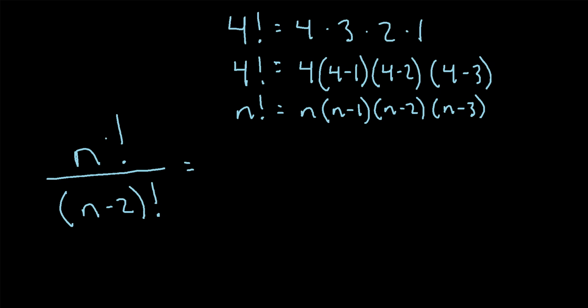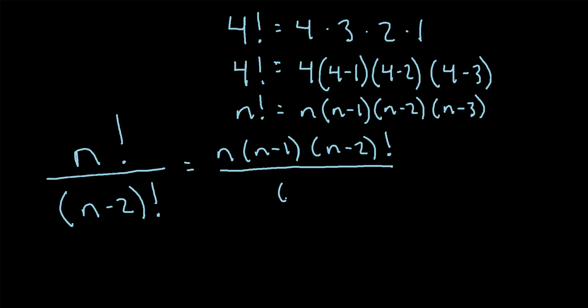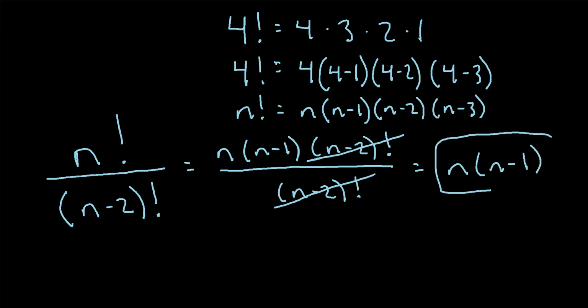So here's what we can write. n factorial is n times n minus 1 times n minus 2. And now that we've reached n minus 2, we can stop there and say factorial. So in the denominator, we have n minus 2 factorial. And notice that these two expressions will cancel out since they're the same. And all we're left with is n times n minus 1. So that will be our final answer.